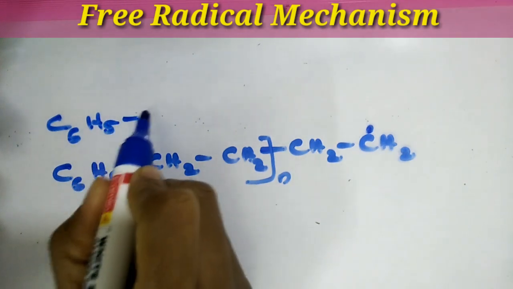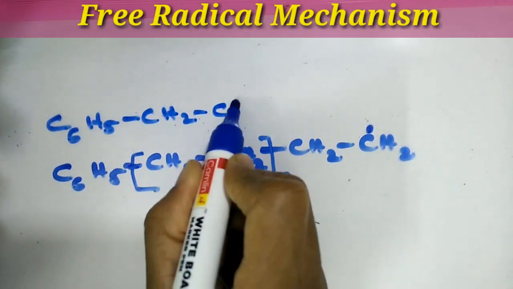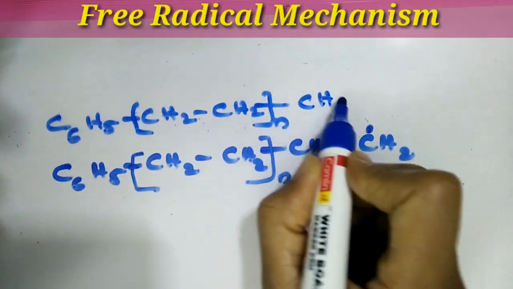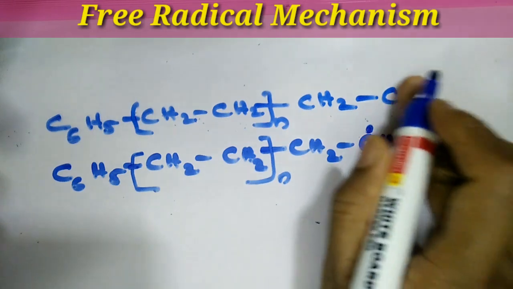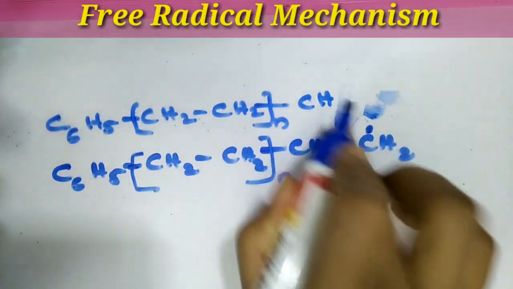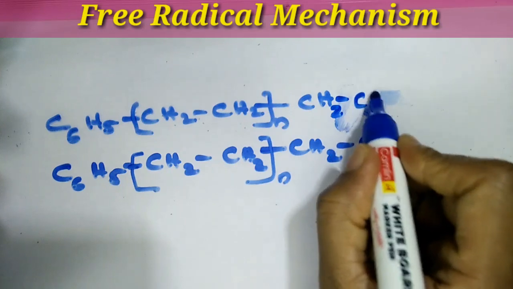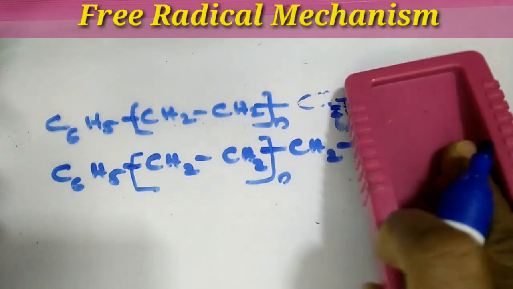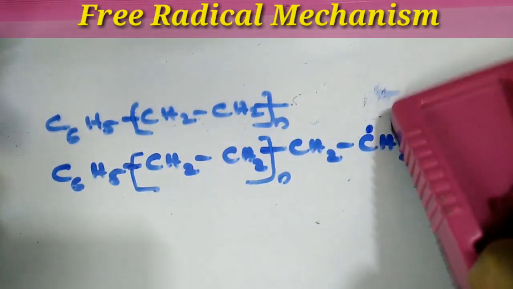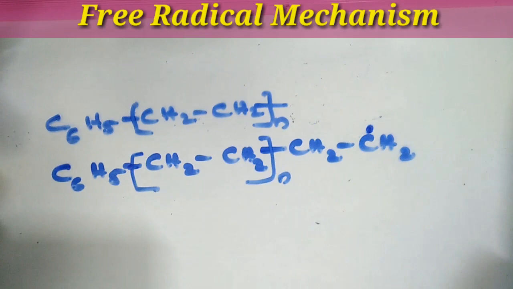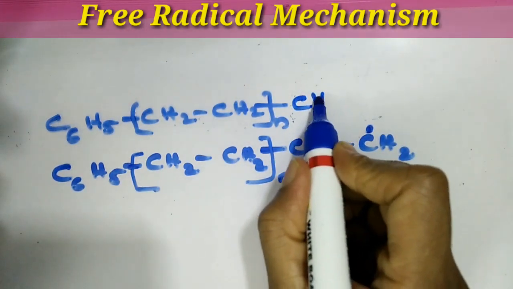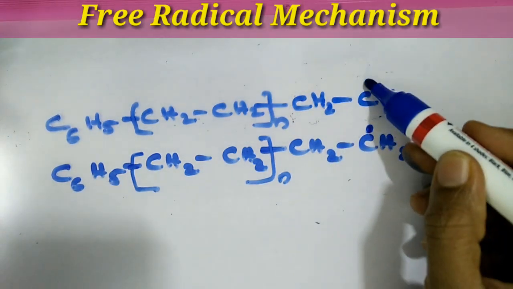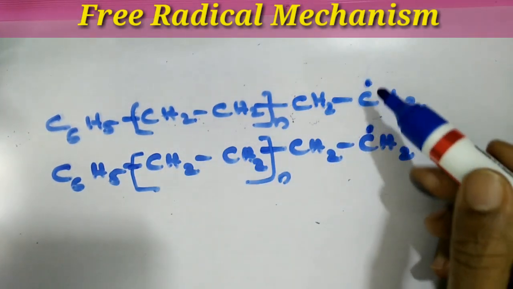C6H5 CH2 CH2 n times CH2 CH2 free radical is there. Suppose that, okay, let me write it clearly. CH2 free radical. So here two electrons are there now in the free radical.